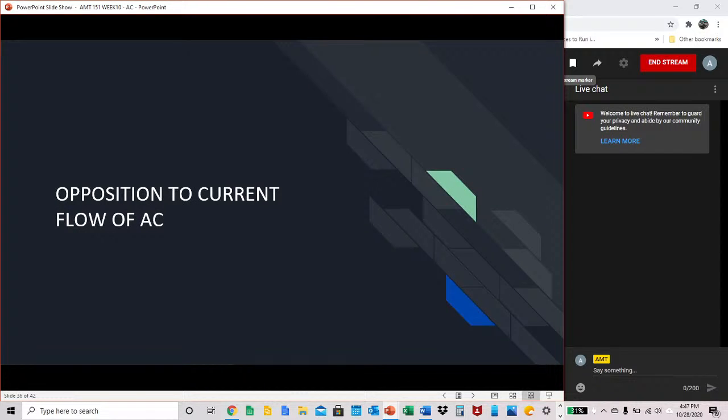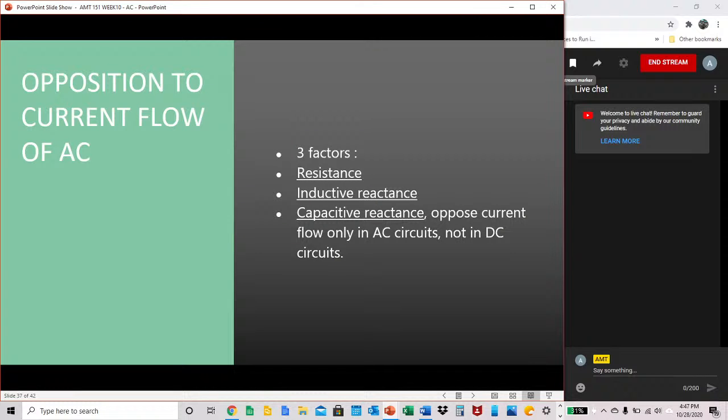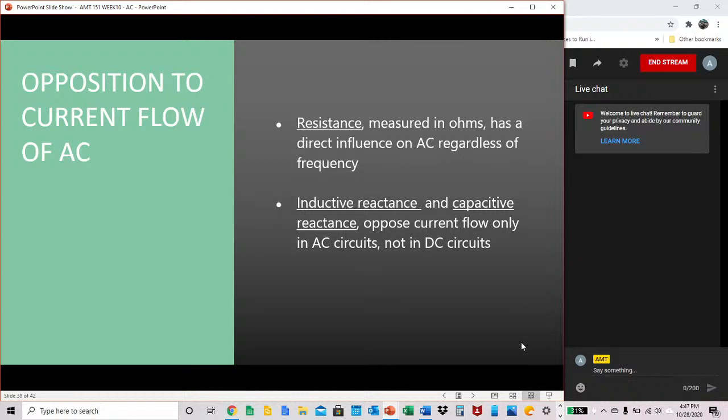Opposition to the current flow of alternating current. We have three factors that influence current flow in AC circuits, and they are resistance, inductive reactance, and capacitive reactance. Resistance, measured in ohms, has a direct influence on AC regardless of frequency. Inductive reactance and capacitive reactance oppose current flow only in AC circuits, not in DC circuits.